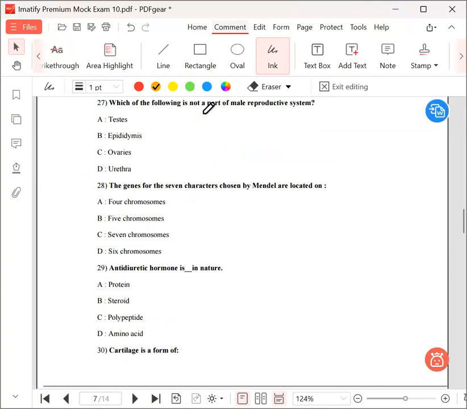Which of the following is not a part of the male reproductive system? Simple question. Testis is, epididymis is, ovaries, these are not. Urethra, it is. So the correct option is ovaries.